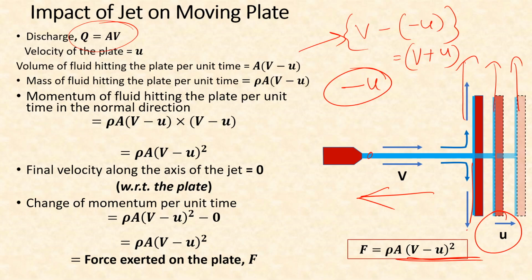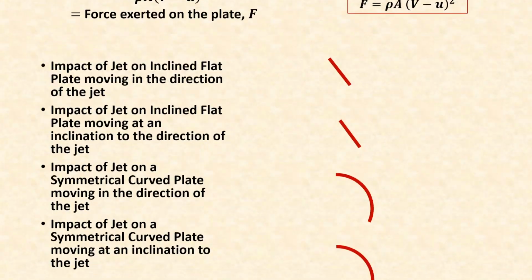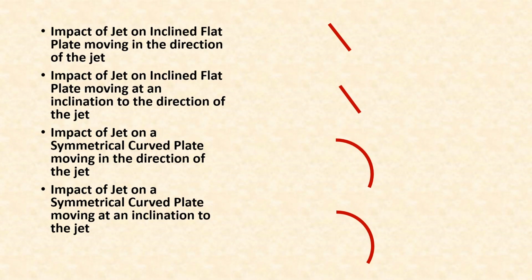There can be some other cases as well, where the impact of jet on inclined plate moving in the direction of the jet, which is, if the jet is moving in this direction, it is hitting in this direction, and the plate is also moving in this direction. So we have already derived what the force will be if the plate was stationary, and in the same formula we only have to replace v with v minus u, where u is the velocity of the plate.